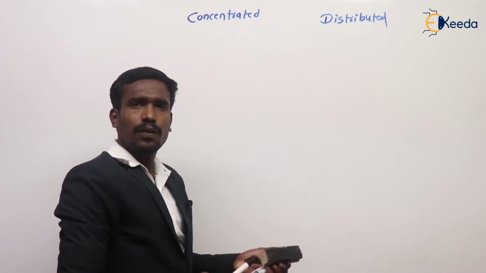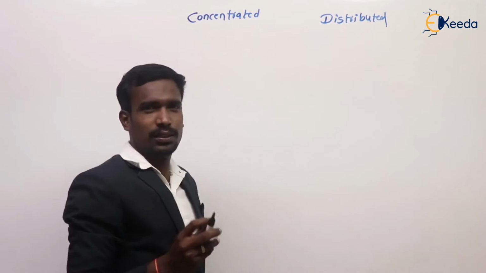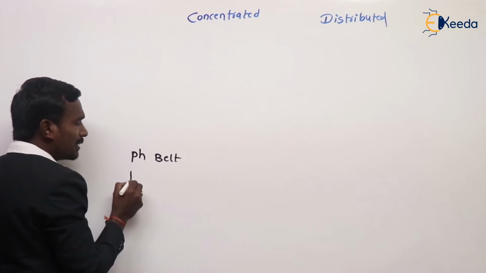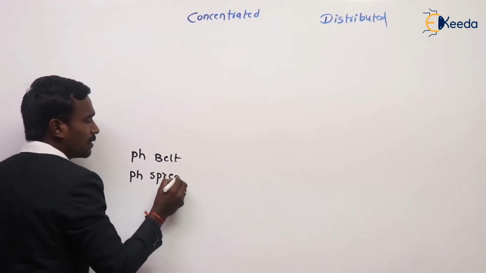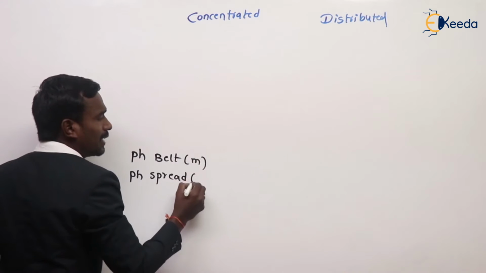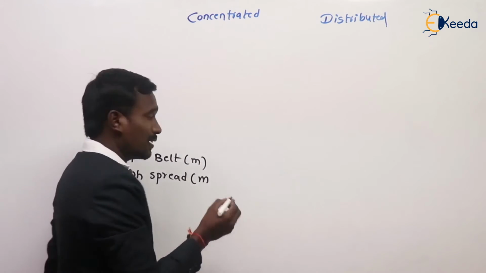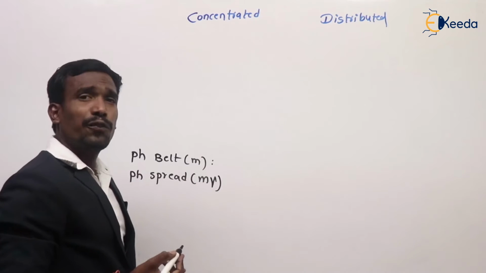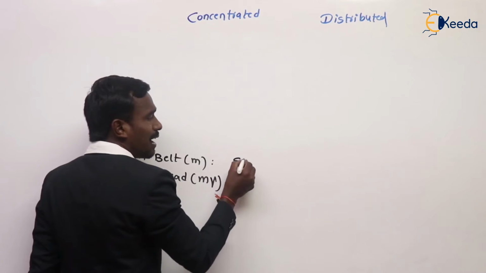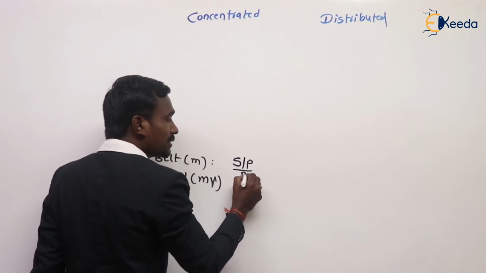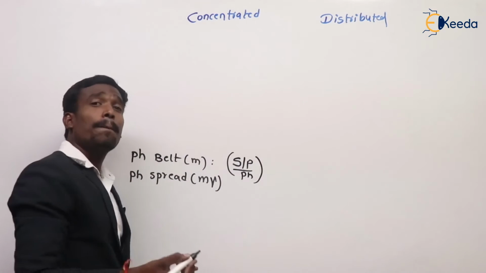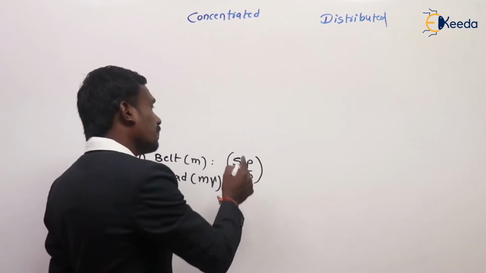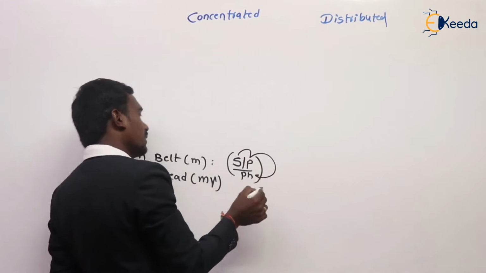Before this, we should know two terms. One is the phase belt and the other one is the phase spread. So what is phase belt? Phase belt is nothing but the number of slots per pole per phase. So the number of slots per pole per phase is called the phase belt.